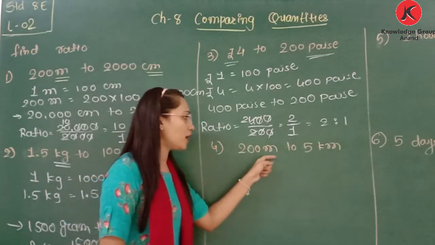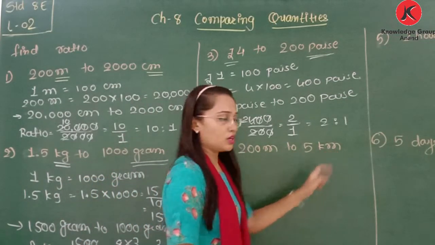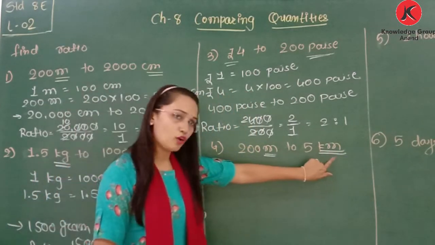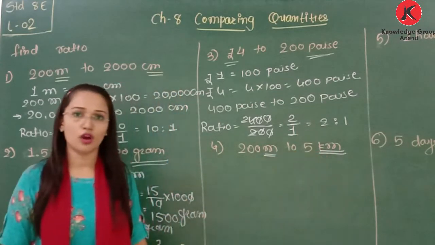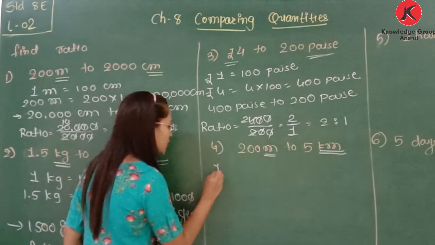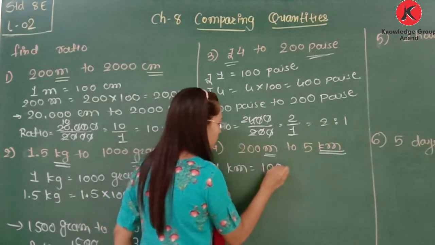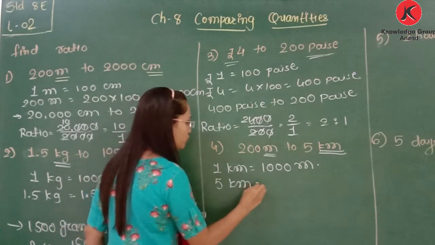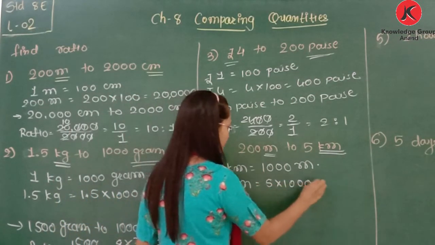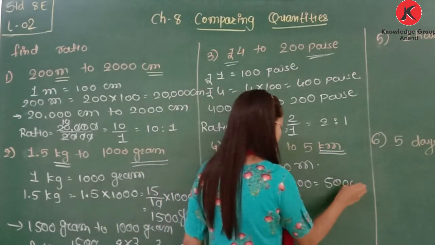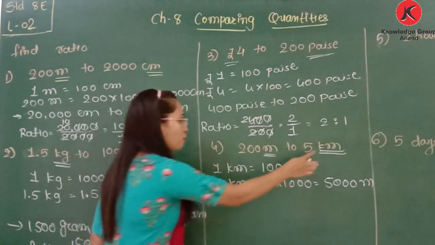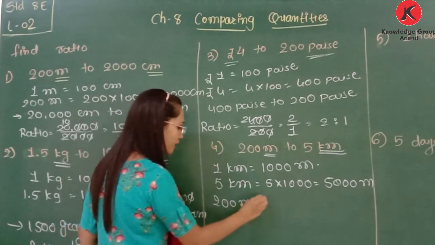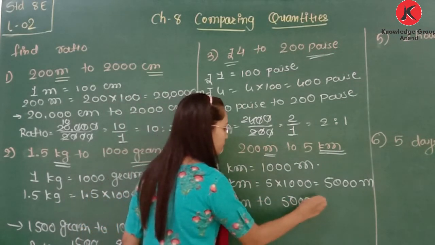Now next one, 200 meter to 5 kilometer. One is in a meter and next one is in a kilometer. So which one is bigger? Kilometer is bigger. Now 1 kilometer is equal to how much meter? So it is 1000. So 1 kilometer is 1000 meter. So 5 kilometer is equal to 5 multiply 1000, that is 5000 meter. Now 5 kilometer is equal to 5000 meter, so we can take ratio of 200 meter to 5000 meter.